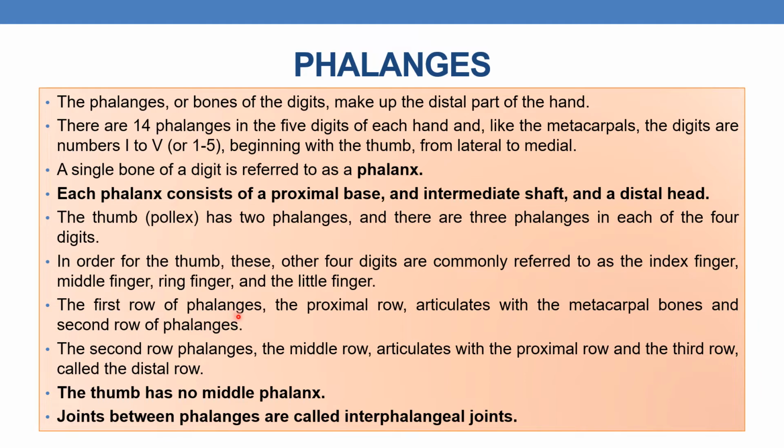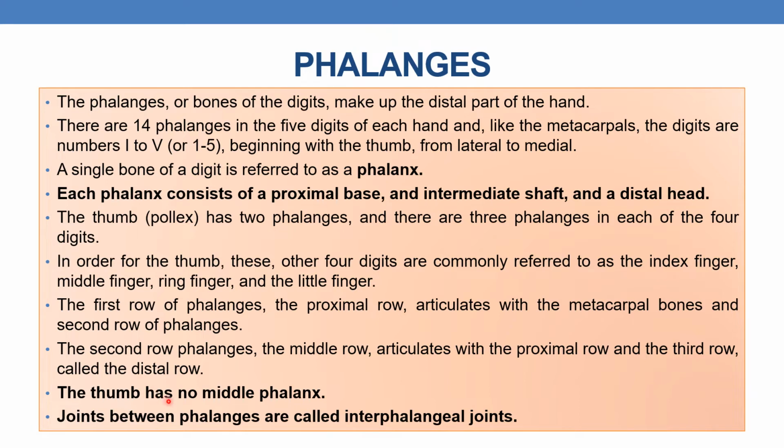The first row of the phalanges is nothing but the proximal row. It articulates with the metacarpal bones and the second row of phalanges. And the second row of phalanges, which is nothing but the middle row, articulates with the proximal row and the third row called the distal row. Thumb has no middle phalanx. That is an important point.